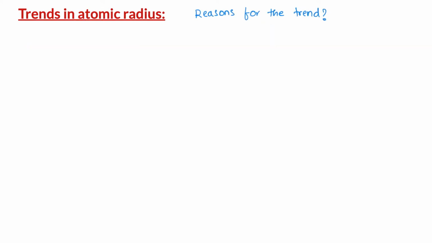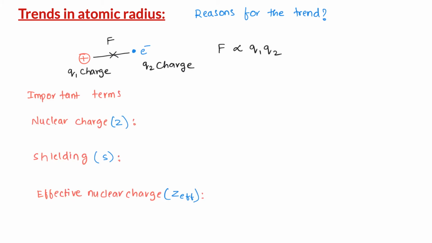Now, why does that happen? In order to answer the question, we need to understand the following. First, the electrostatic force of attraction or repulsion between any two charged particles is directly proportional to the product of the charges. Once we know this, we need to clearly understand the following terms and how each of them affect the atomic radius. First, nuclear charge. Second, shielding. And third, effective nuclear charge.